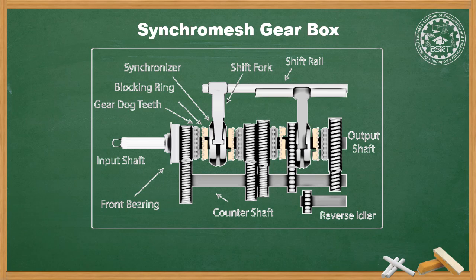That is, there is no need for double declutching, as the synchronizer unit helps to match the speed of the input shaft and output shaft. The only disadvantage is that it is more expensive, and due to the use of synchronizer units, it has become more bulky because of the additional components.